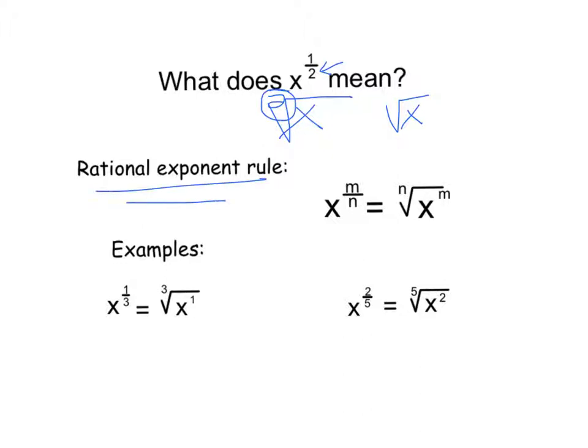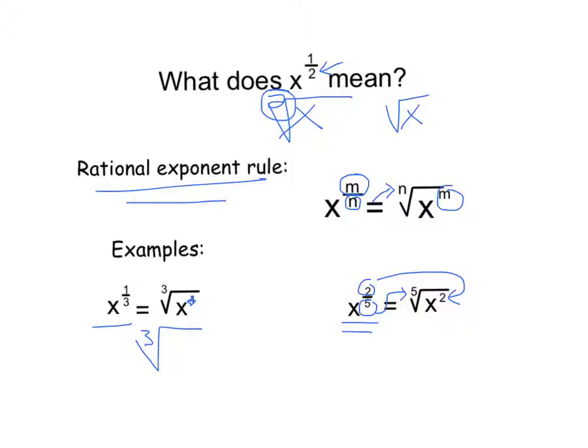So the rational exponent rule states that whatever is in the numerator is on the inside, whatever is in the denominator is what root you are taking. So for example, x to the 1/3 equals the cube root of x to the first. And that first is not needed, of course, so it's just this. And x to the 2/5 means the 5 is going to be on the outside and the 2 is going to be on the inside.